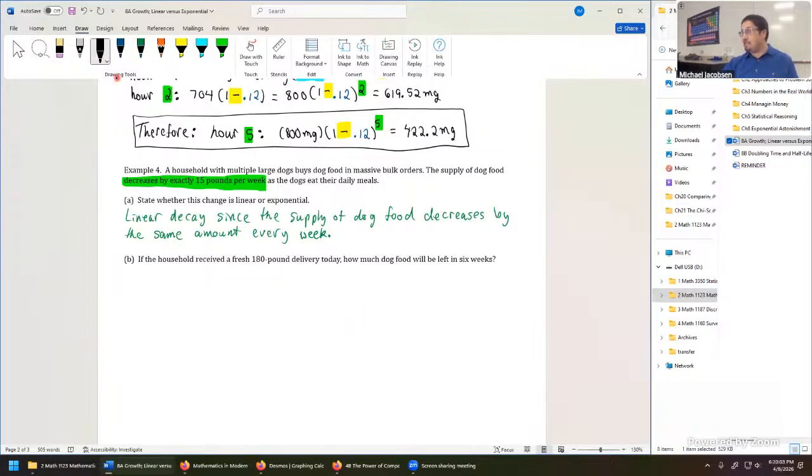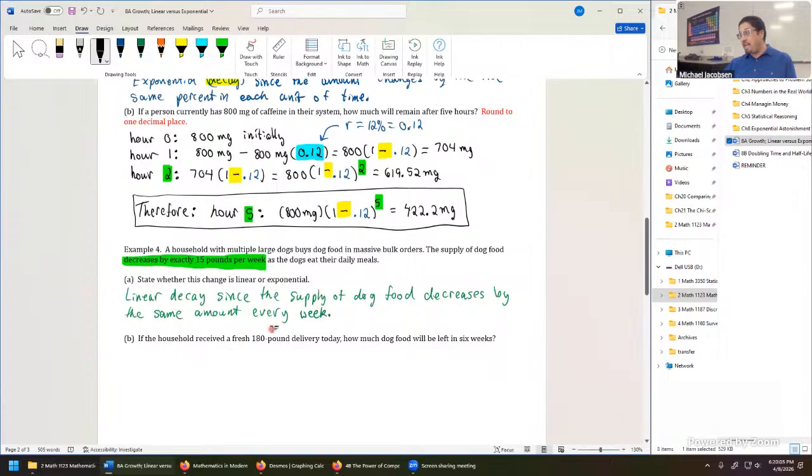Who knows? But based off this problem, if they have exactly 180 pounds, that's the initial amount, like the 800 milligrams of caffeine. But finding a value after 5 hours for exponential growth is a totally different computation versus linear growth. Here, what we do this time is we take the initial amount, 180 pounds. We have to know that through the context, we're not using plus like we did on example 1. Something is decreasing, so we have to subtract from this total amount.